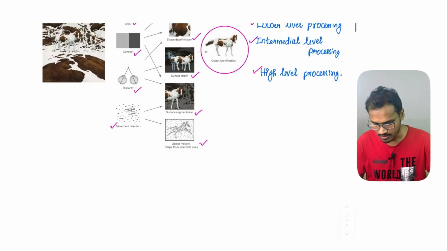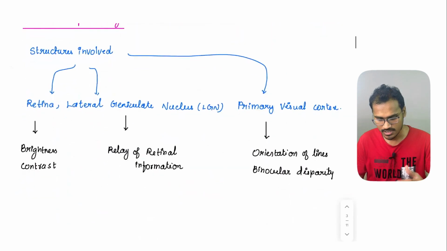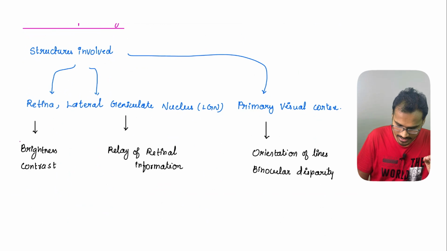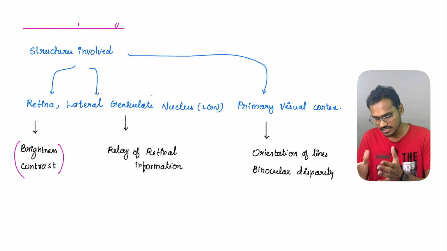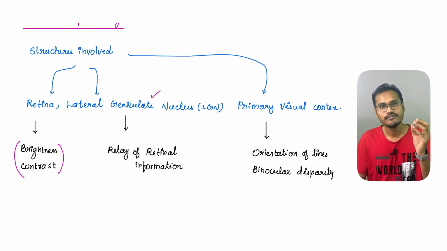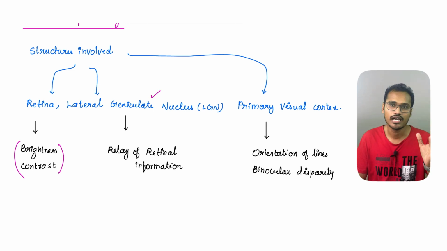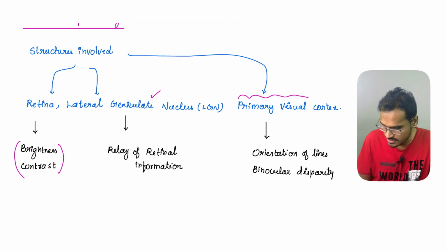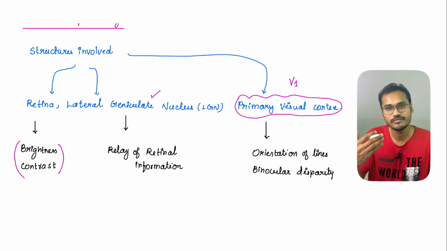So let's go one by one. First, coming to the lower level of processing, it is done by the retina, wherein the retina can detect brightness and contrast completely. This information will be transferred to the next region, the lateral geniculate nuclei, wherein the retinal information will have a relay. And finally, it will go to the primary visual cortex in the occipital region. It is called V1, which we have seen in the previous video.